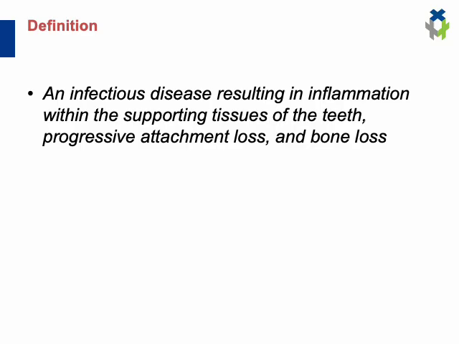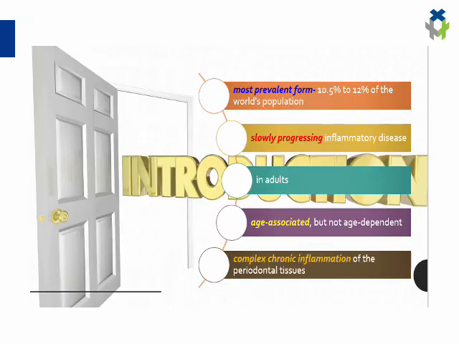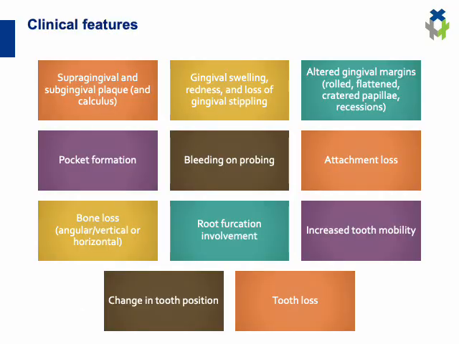Definition: chronic periodontitis is defined as an infectious disease resulting in inflammation within the supporting tissues of the tooth with progressive attachment loss and bone loss. Chronic periodontitis is the most prevalent form, affecting 10.5% to 12% of the world's population. It's a slowly progressive inflammatory disease commonly seen in adults. It's an age-associated but not an age-dependent disease, and it involves complex chronic inflammation of the periodontal tissues.